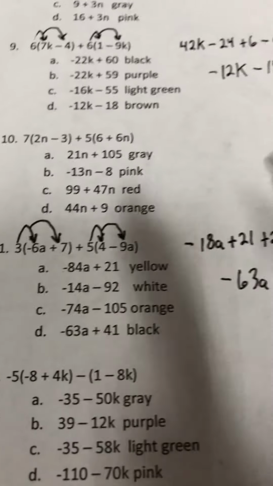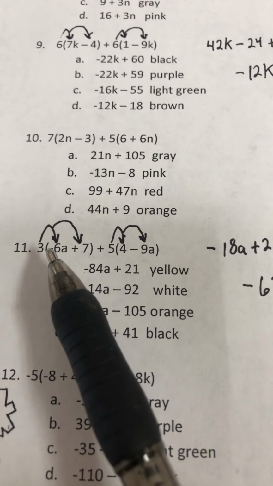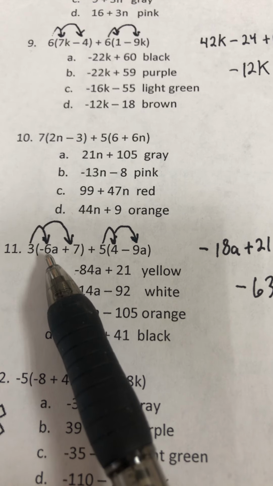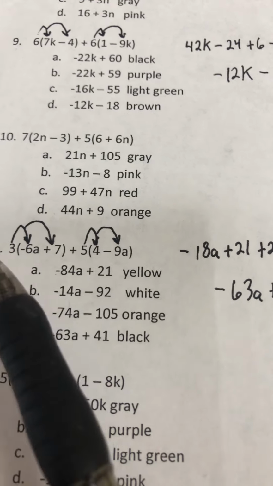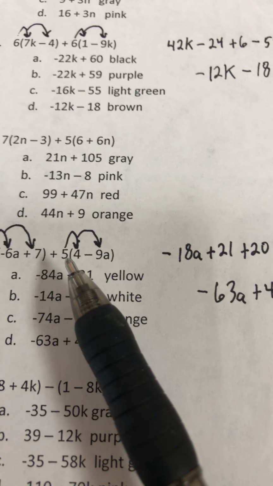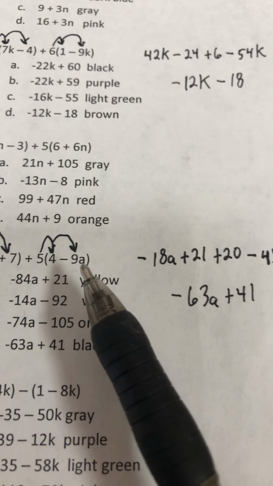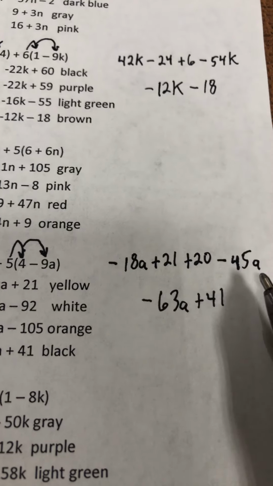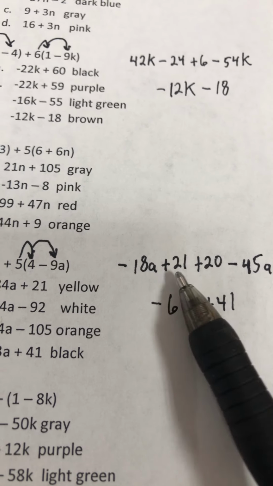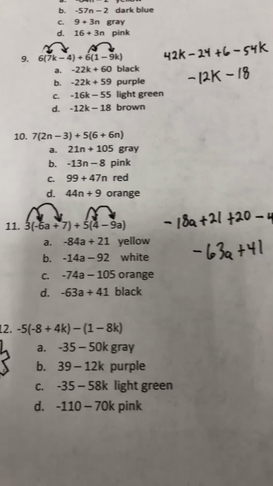And last one that I have for you, and you try the rest on your own. Go ahead and make mistakes. We learn from that. I'm going to have the 3 times the negative 6, gives me negative 18. 3 times the 7 gives me a 21. Plus the 5 times the 4 gave me a 20. 5 times the negative 9a gave me a negative 45a. I combine my like terms, and that's what I get for my number 11.